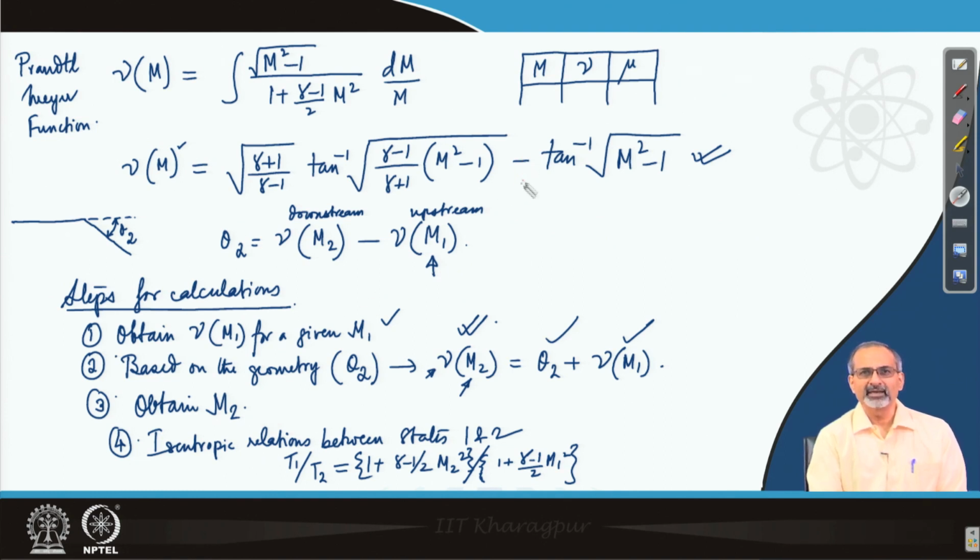Once you are done with that, you can invoke isentropic relations between the states 1 and 2 to make different calculations either in terms of temperature or pressure or density or other parameters that you are interested in. So, this is briefly what we wanted to discuss about expansion fans.